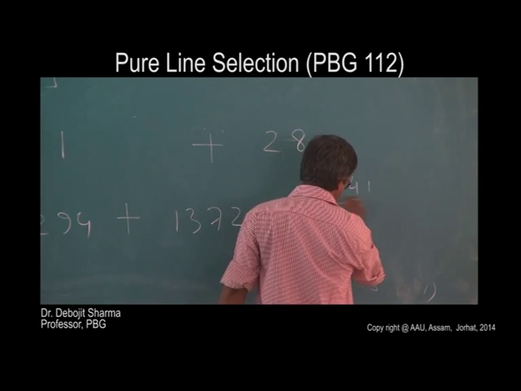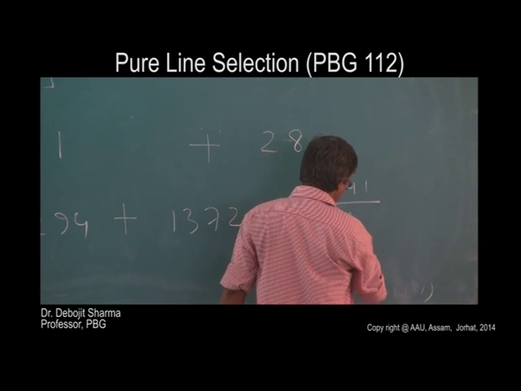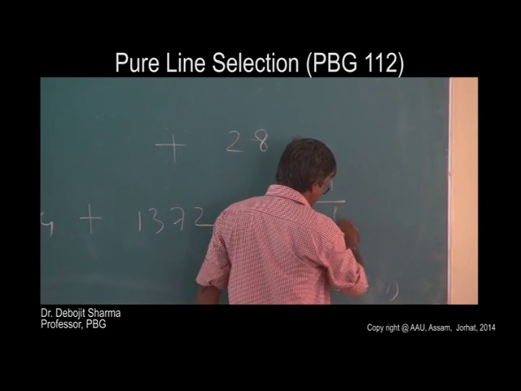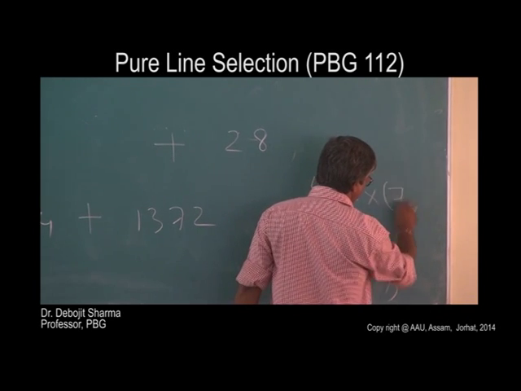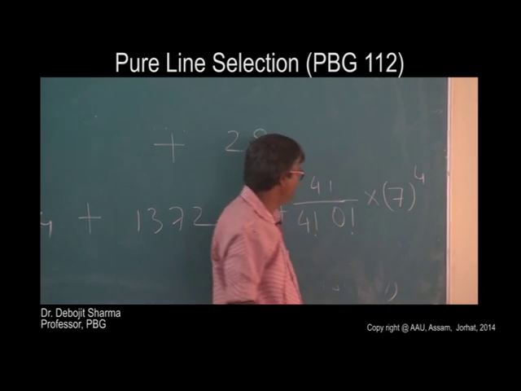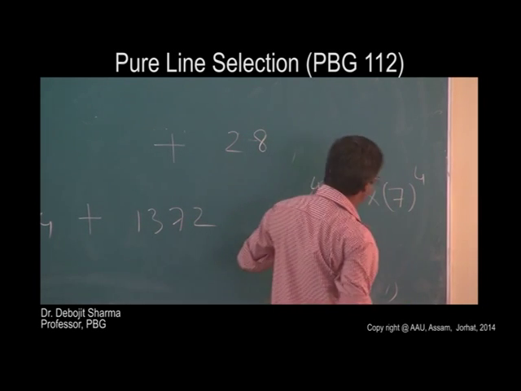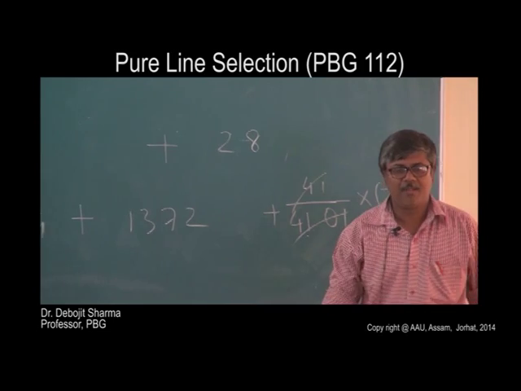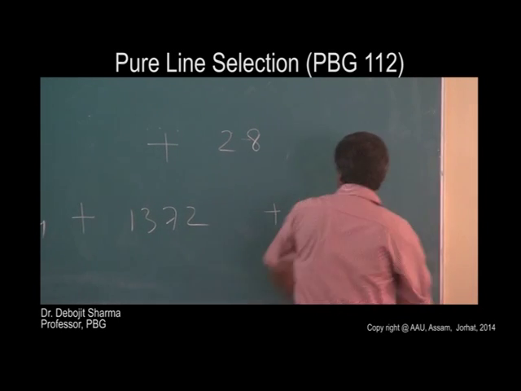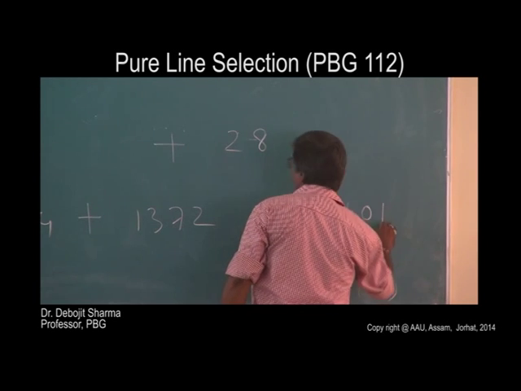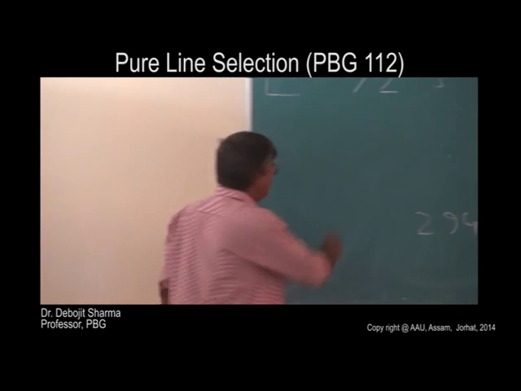And the last term, factorial 4, factorial 0, into... so this cancels 7 to the power 4. What will be 7 to the power 4? 2401. Good, very good. 2401. Now you have the required data.